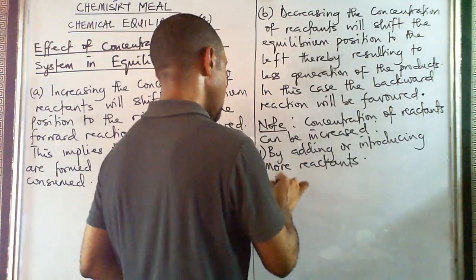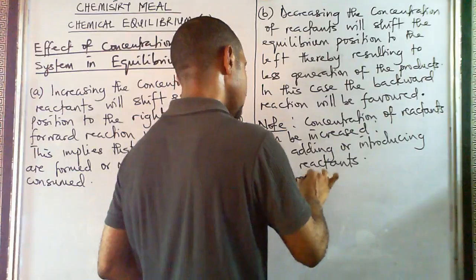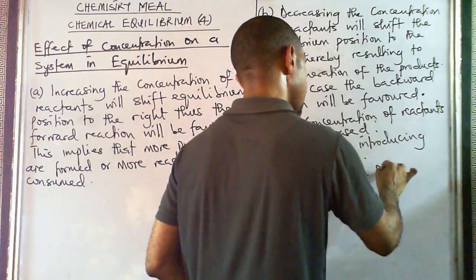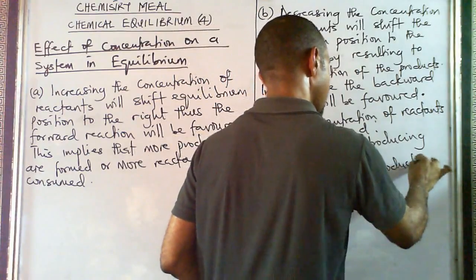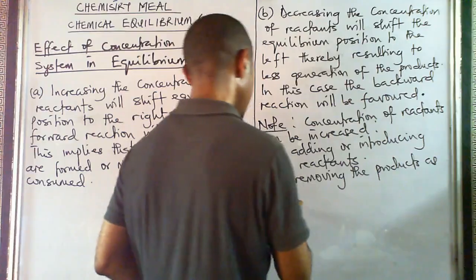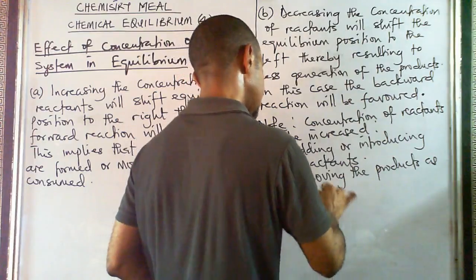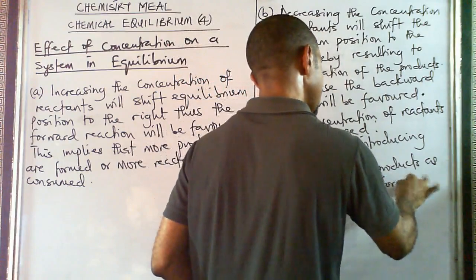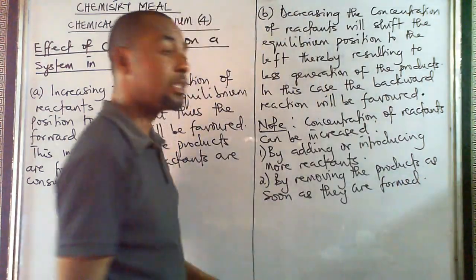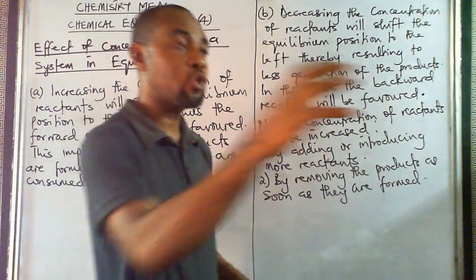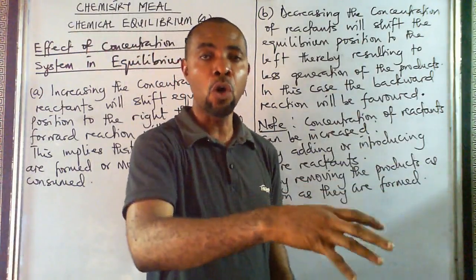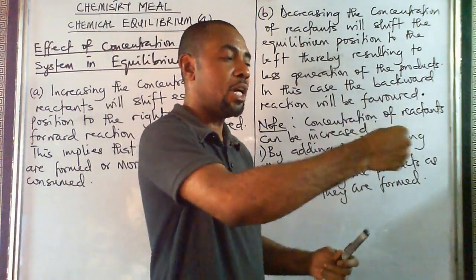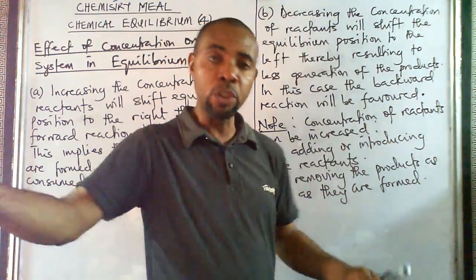Or two, by removing the product as soon as they are formed. So if we want to increase the concentration of reactants, we can introduce more of the reactants, or we remove the products as soon as they are formed. So as soon as you are forming the product, you are withdrawing the product.